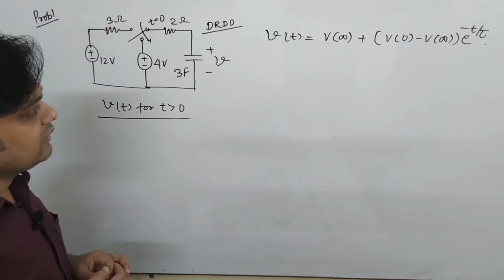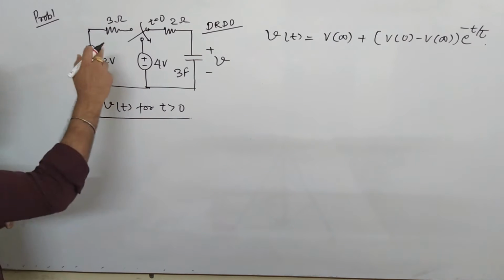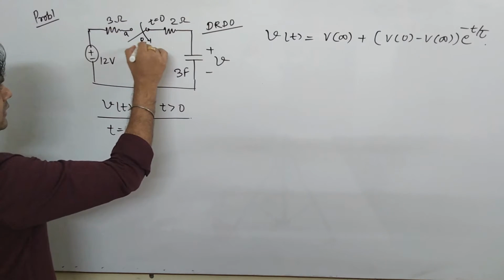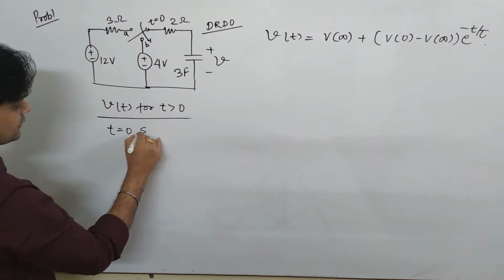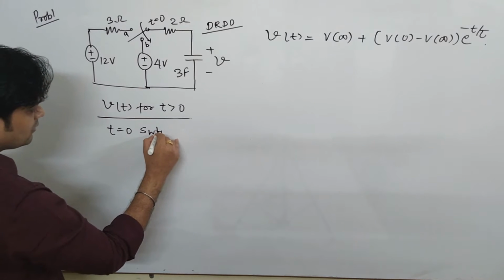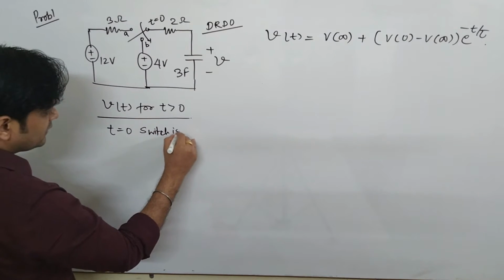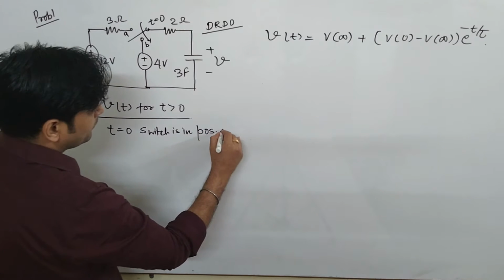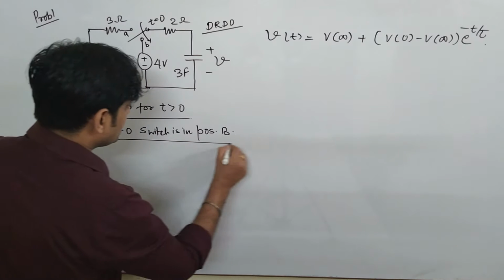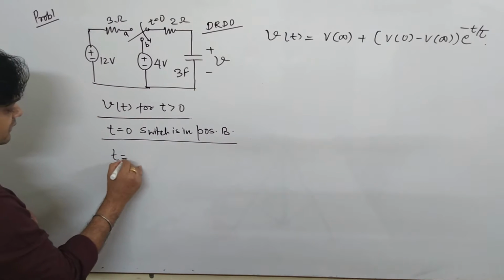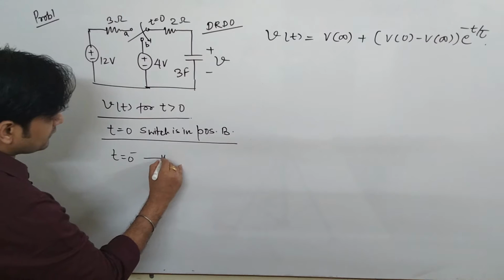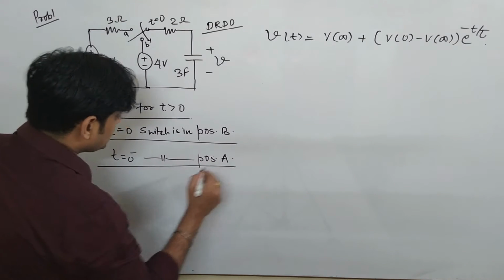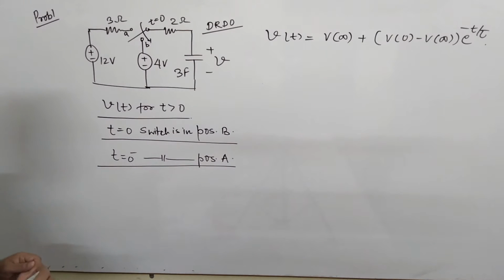Now you have to find the value of V0 and V infinite. Here the switch condition is at t equal to 0. If you call this position A and B, then at t equal to 0 the switch is in position B. Okay, this is the condition. So that means at t equal to 0 negative, the switch is in position A. From here we will find the initial value of our voltage.